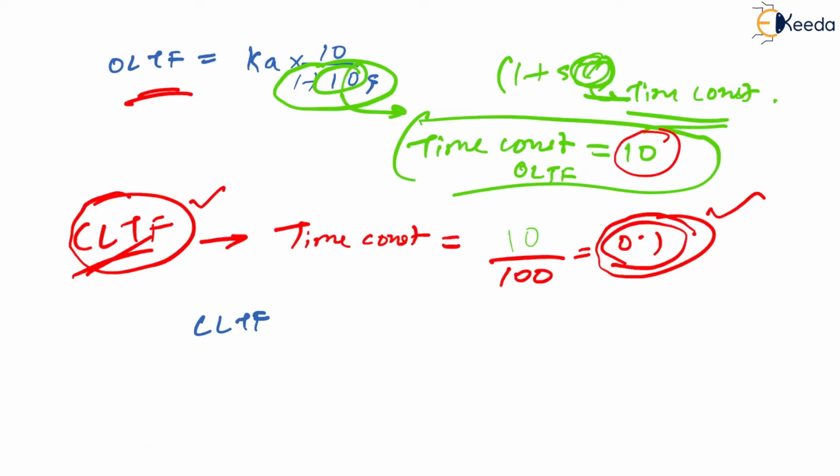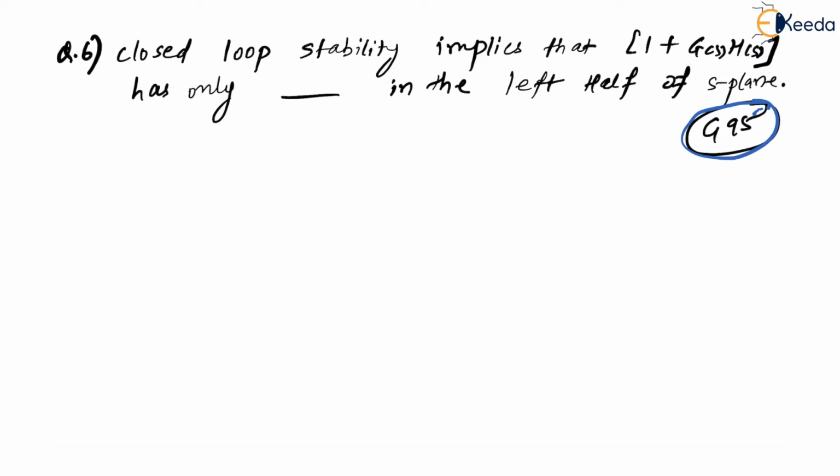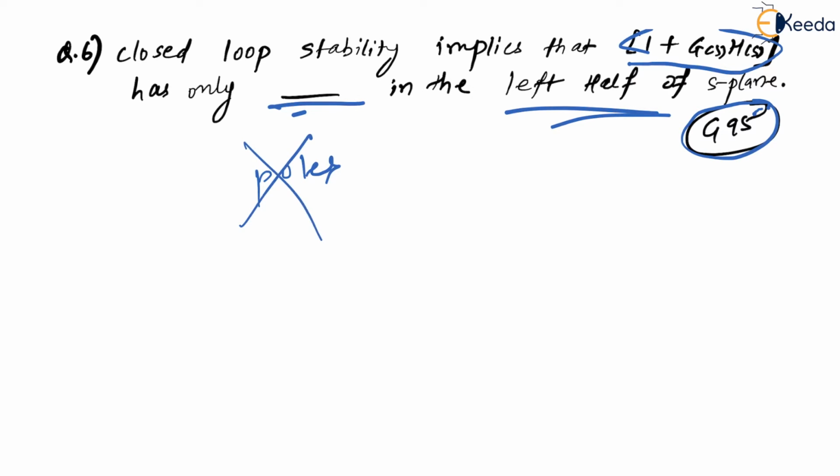Yes. Now let us see one more problem. Yes, dear, it is GATE 1995 question. What is it asking? It is asking that closed loop stability implies that 1 plus G(s)H(s) has only dash in the left half of s plane. What will happen now? 99% of the people will say that the answer is poles. But let me tell you, the answer is wrong.